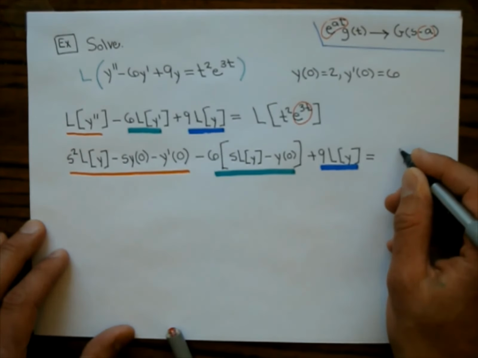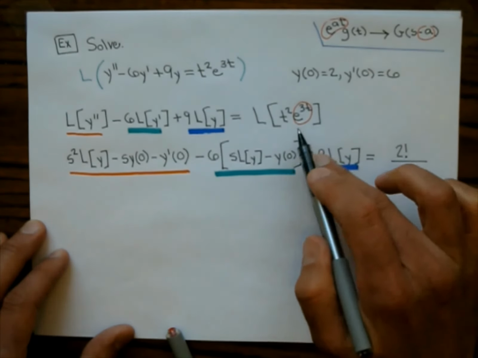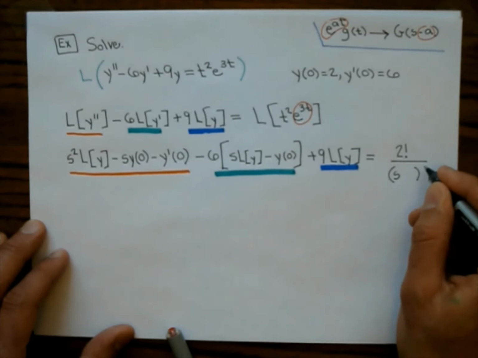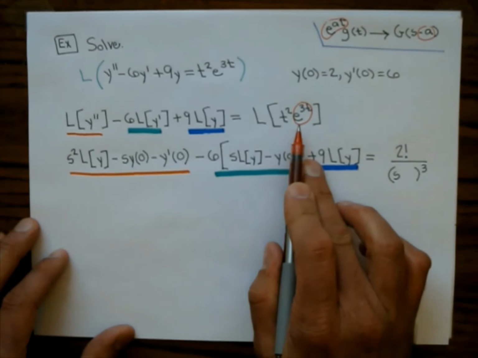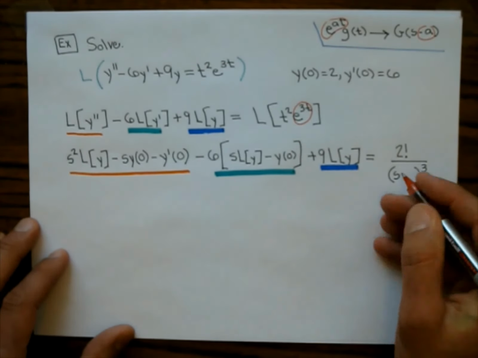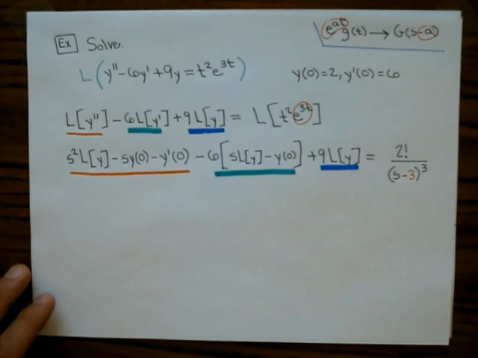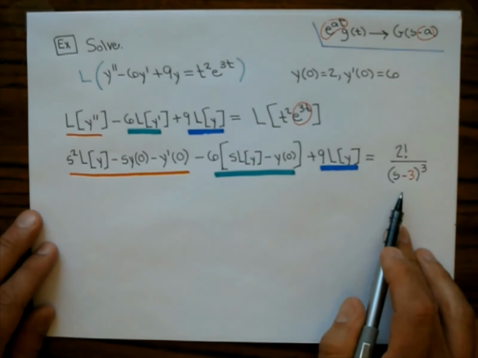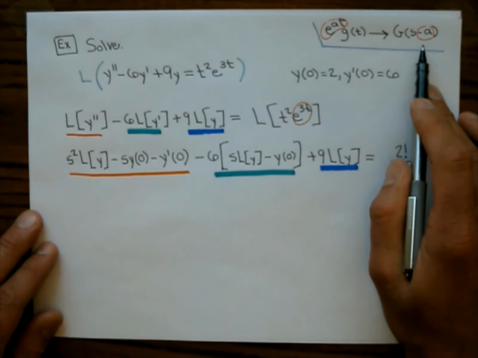It's 2 factorial all over. Now remember, you're kind of doing the first shifting theorem, so everywhere there's an s, you put parentheses, s to the third power. Okay, now I'm going to account for the shift. Inside this parenthesis, I'm going to put a minus 3. Okay, so that right-hand side becomes this. After I do the Laplace transform, we use the first shifting theorem.